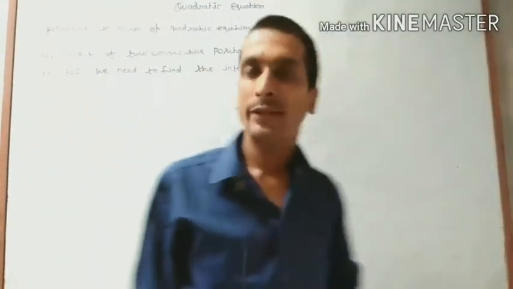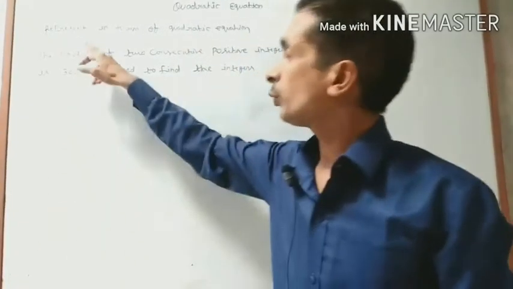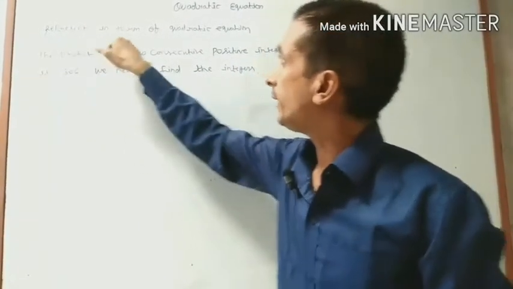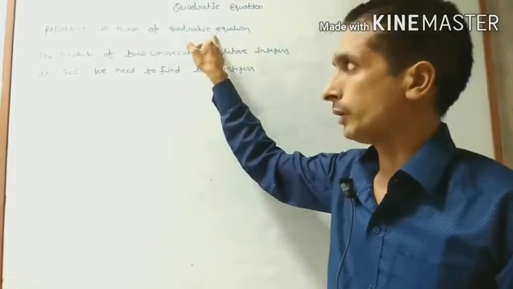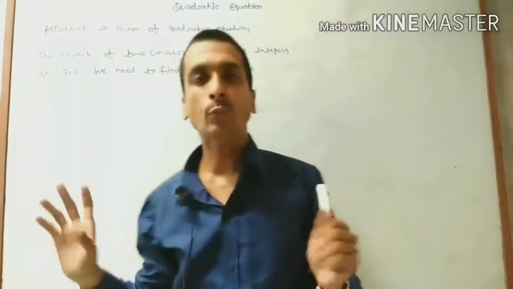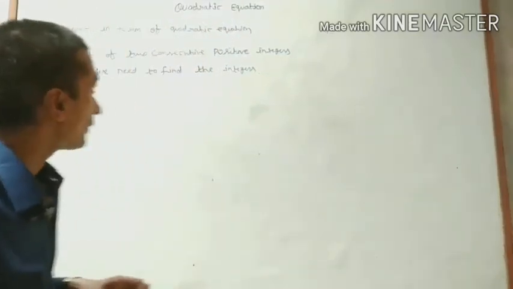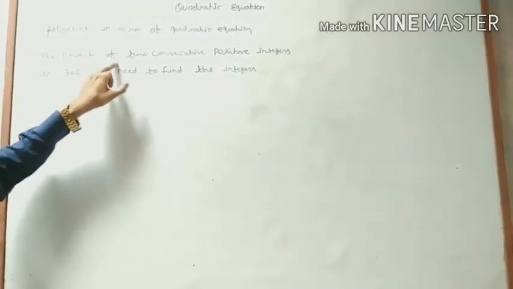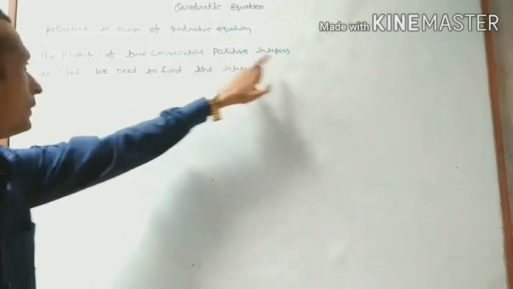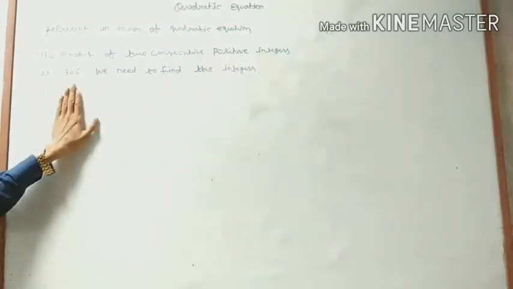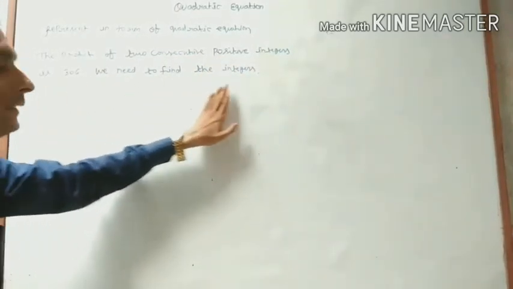Next question friends, here we have to represent it in the form of a quadratic equation. This is the word problem. You have to express this in a quadratic equation. Here it is written, the product of two consecutive positive integers is 306. We need to find the integers.